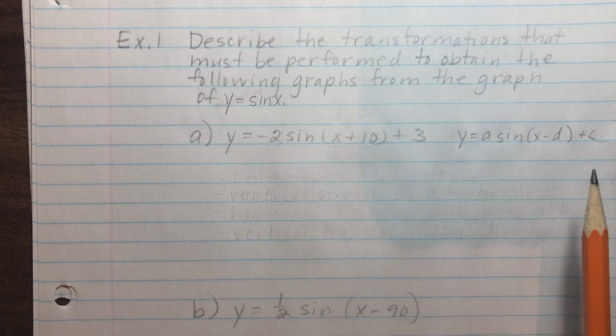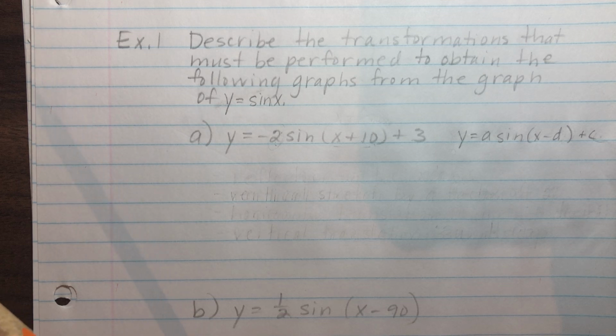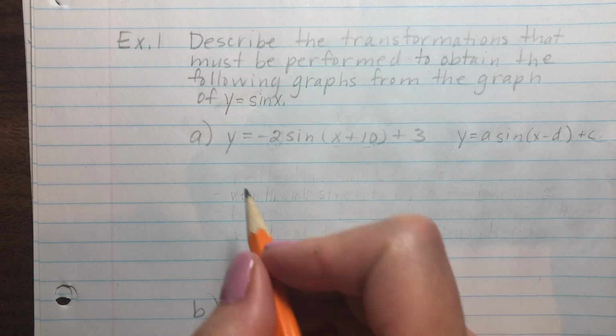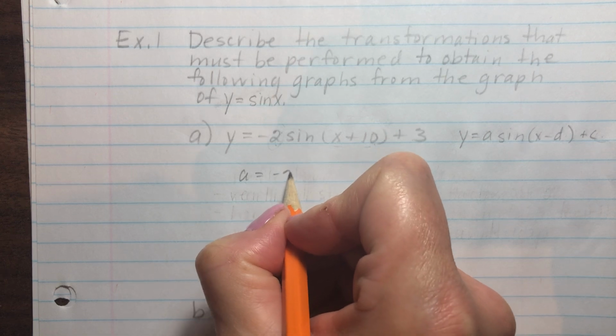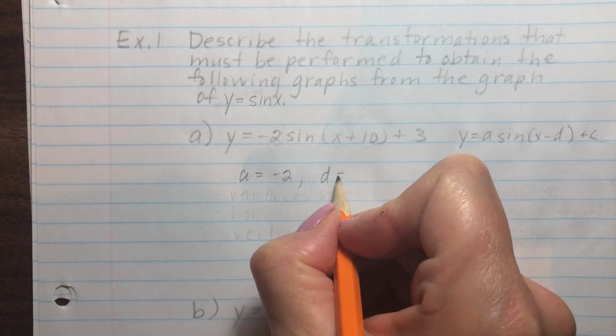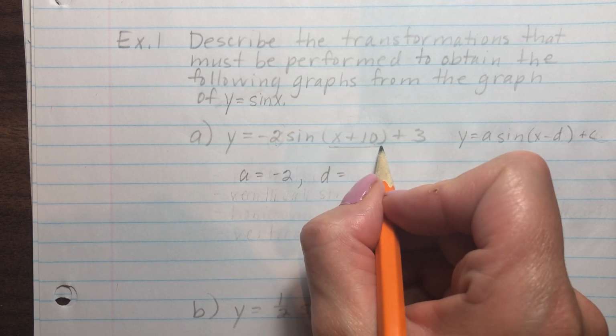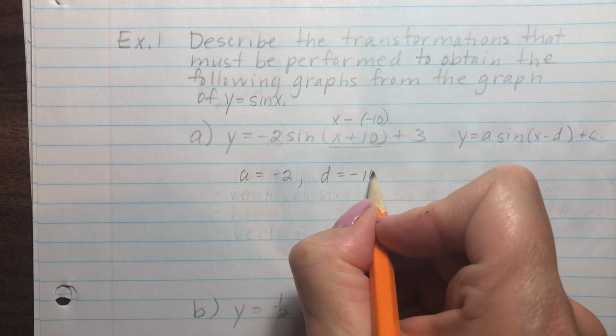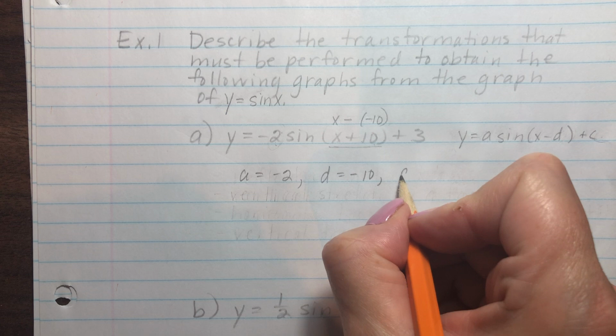If it's a positive number taken away from x, it's a horizontal translation to the right, and if it's a negative number that's being taken away from x, then it's a horizontal translation to the left. And then the last letter, c, is responsible for a vertical translation. If the number that's being added at the end is positive, the translation is up, and if it's negative, the translation is down. So here we can clearly see that the value of a in this case is -2. The value of d is the number that's being subtracted from x, so if I rewrite this as a subtraction, it would appear as x minus -10. So d is actually -10 here. And c is the number that's being added at the end, so it's 3.